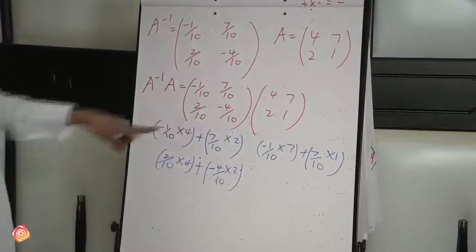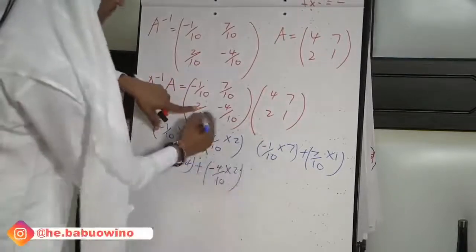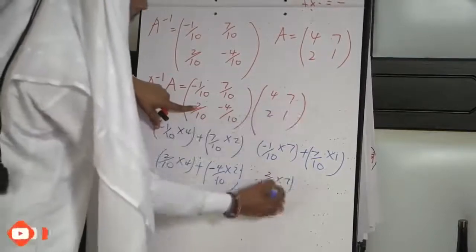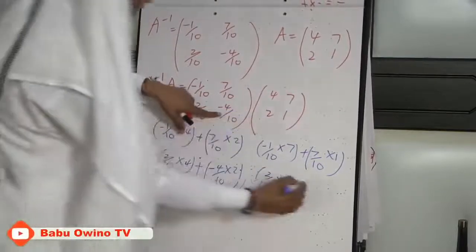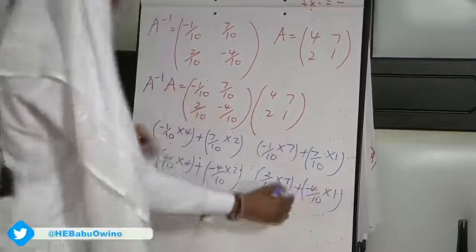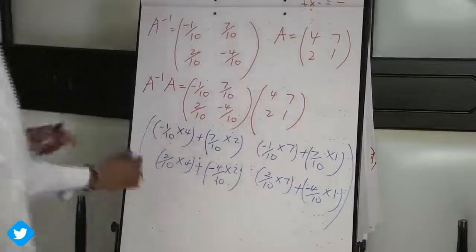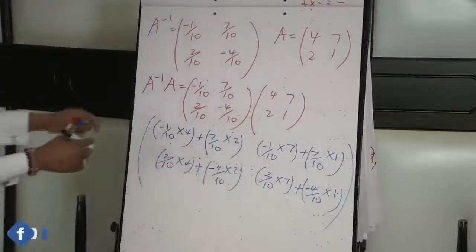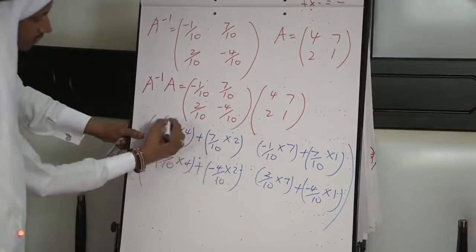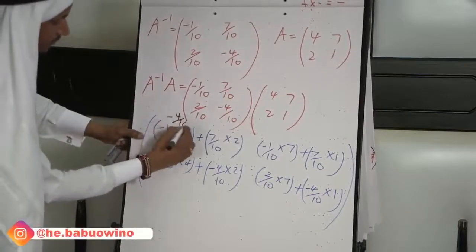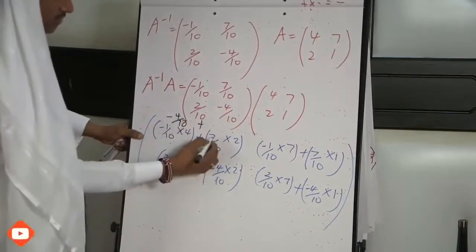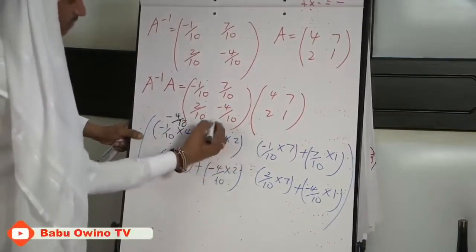Good. Next is 2 over 10, this by this, times 7 plus minus 4 over 10 times 1. Let's see what this gives us, class. Minus 1 over 10 times 4 is minus 4 over 10 plus this plus 7 over 10 times 2 is 14 over 10.